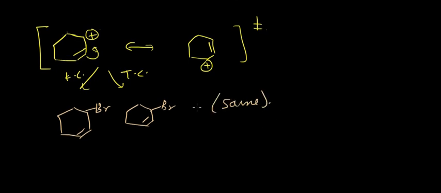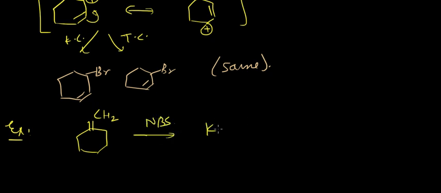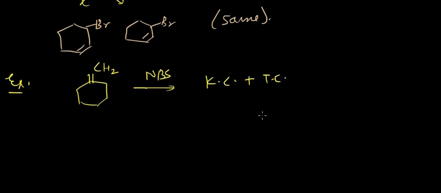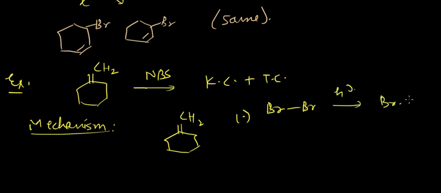Okay, let's see another example. Now we have something like this compound, and we are passing N-bromosuccinimide on this. So we have to determine the KC and TC product in this case. So let's actually discuss the mechanism of NBS, which is a free radical mechanism. I hope you remember. So this is the original compound we are having. What will the first step be? The first step would be Br2 in presence of H nu breaking itself into 2 Br dots.